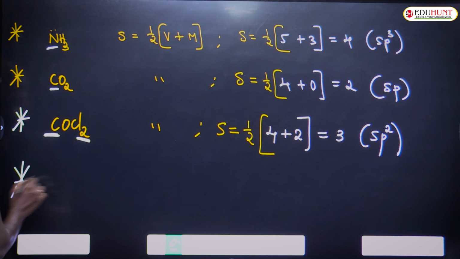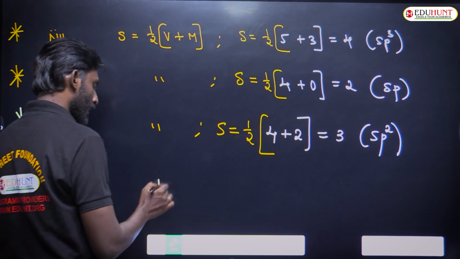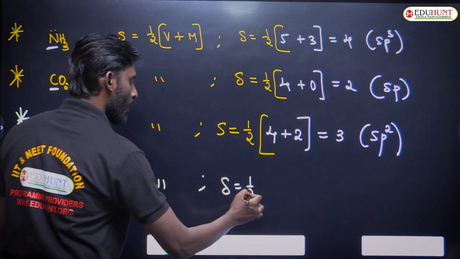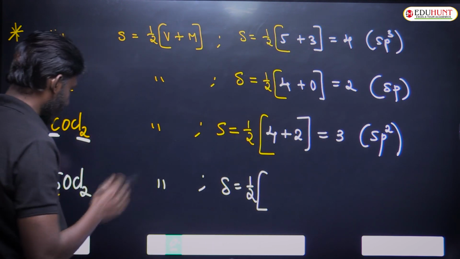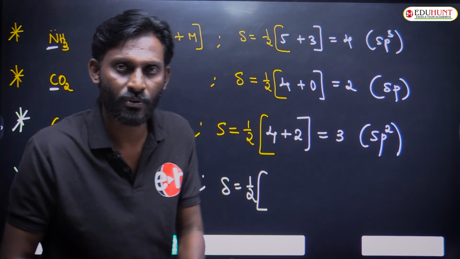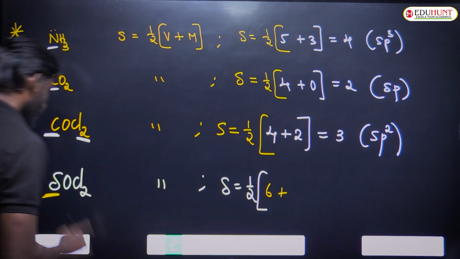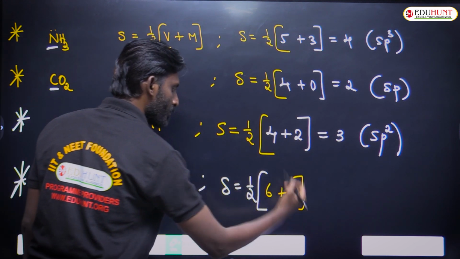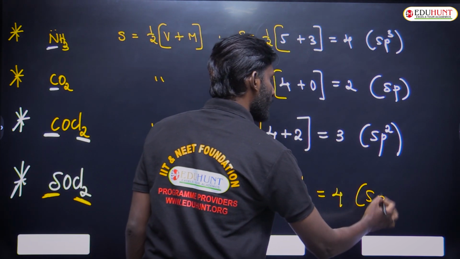Again, SOCl2. Again, neutral molecule. Same formula applies. S value is equal to 1 by 2 times of sulfur. Sulfur is a 16th group element. The total valence electrons in the sulfur: sulfur outermost configuration is 3s2 3p4, a total of 6 valence electrons. 6 plus monovalent atoms, 2 chlorine. Oxygen is divalent. So number of monovalent atoms 2. 6 plus 2, 8. 8 by 2, 4. So the hybridization is sp3.